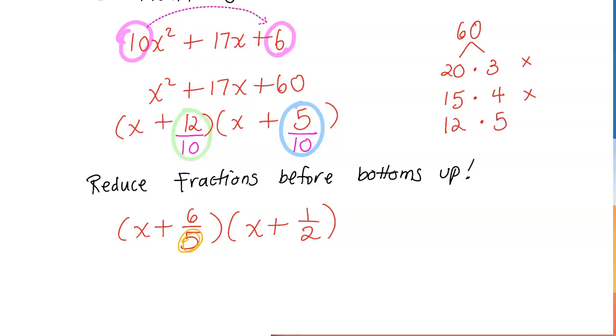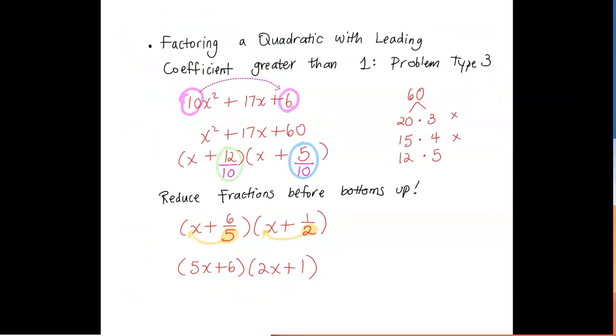The 5 will go in front of x. The 2 will go in front of this x. So my final answer is 5x plus 6 times 2x plus 1. This one was definitely different because I had to reduce fractions before I do this bottoms up method. Okay, I like this.